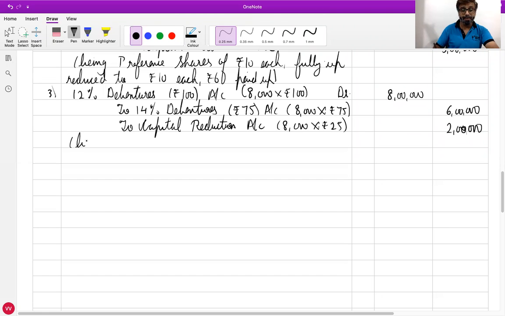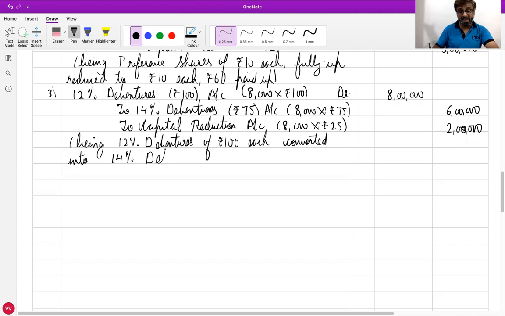Being 12% debentures of rupees 100 each converted into 14% debentures of rupees 75 each.